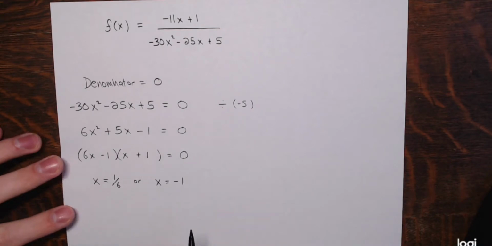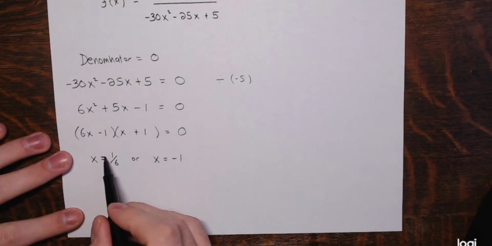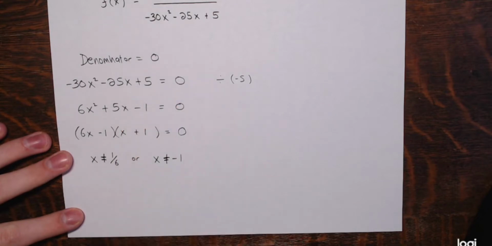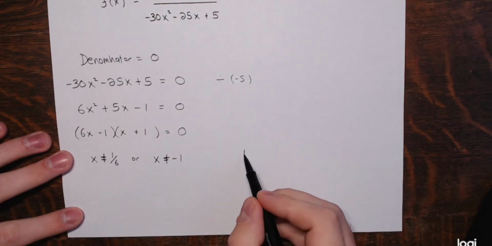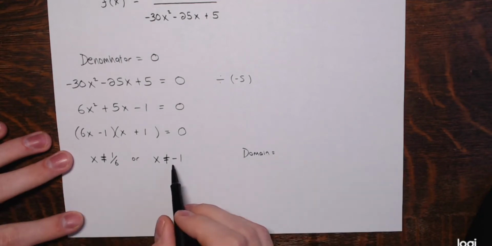Alright, so these are the values x can't be. I'll make that clear. X can't be this value, x can't be that value, because that'll make the denominator 0. And if you were writing out the domain, the domain would be every number but these.